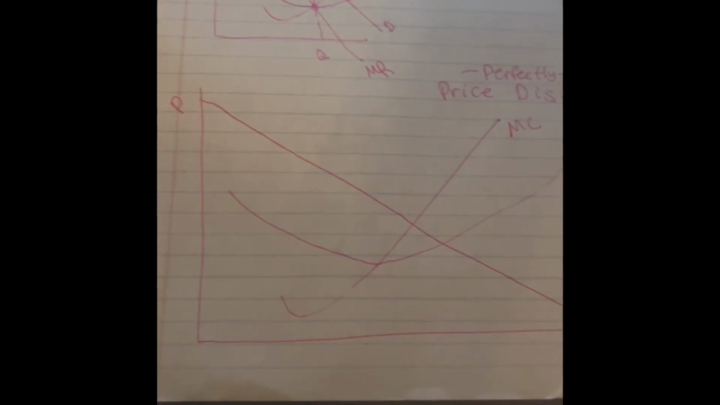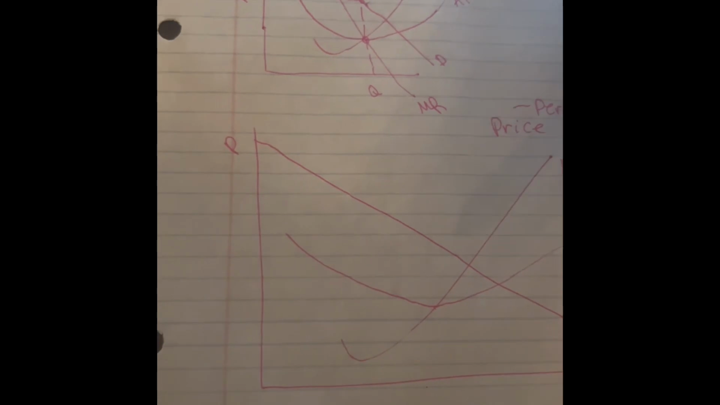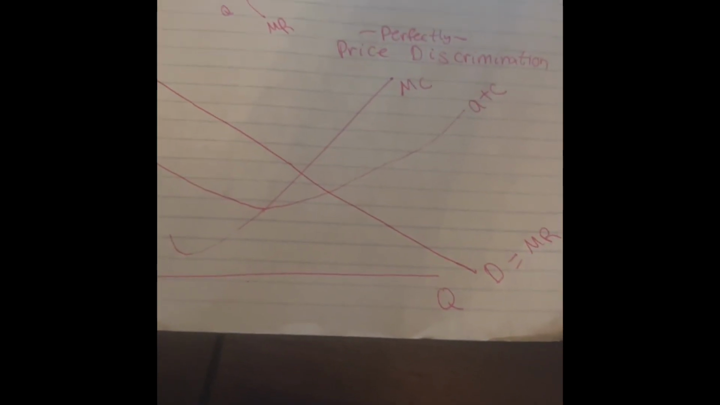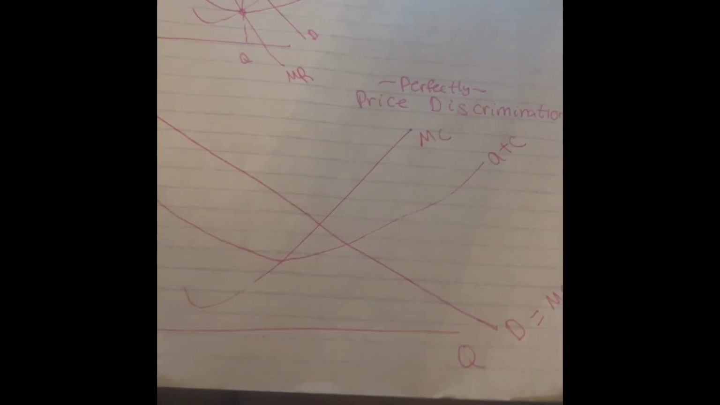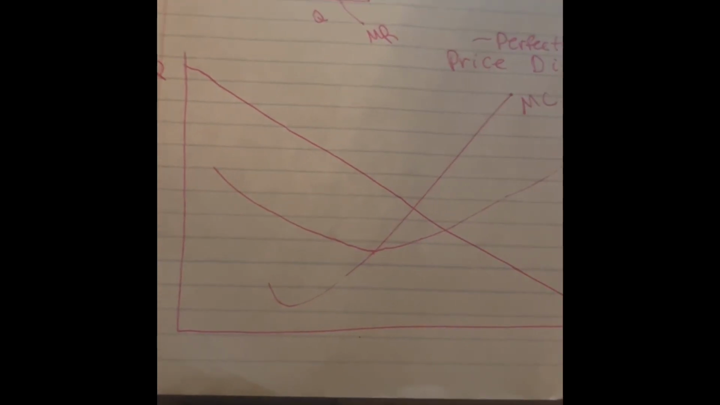And for this, there is no consumer surplus because the consumers are paying whatever they are willing to pay. Like if they're willing to pay $100, they're paying $100. If they're willing to pay $20, they're paying $20 because they're price discriminating. So the monopoly is getting people to pay whatever they're willing to pay. And there's no set price for this either because it depends on wherever they are on the graph.